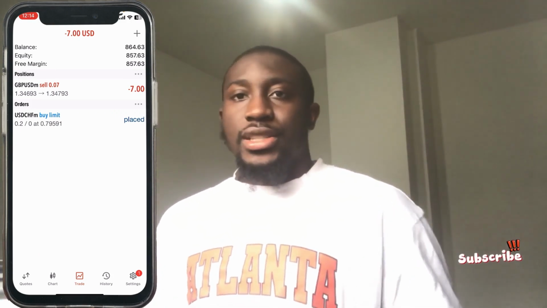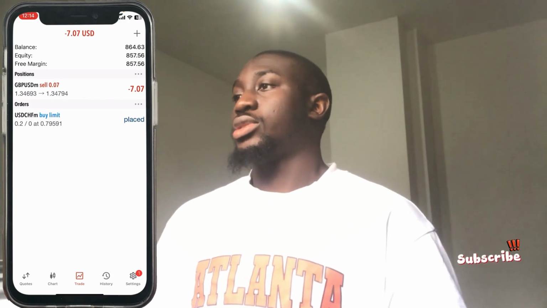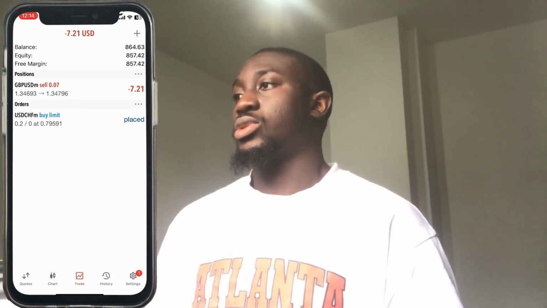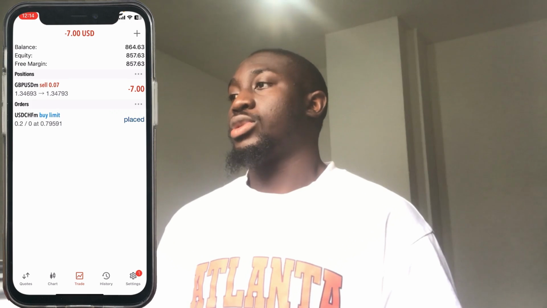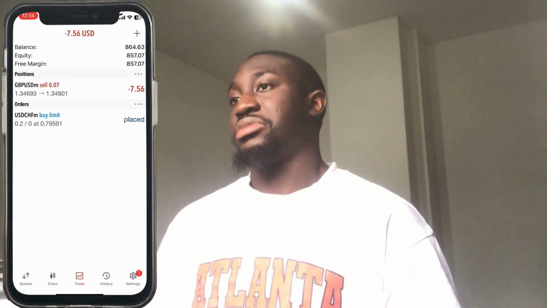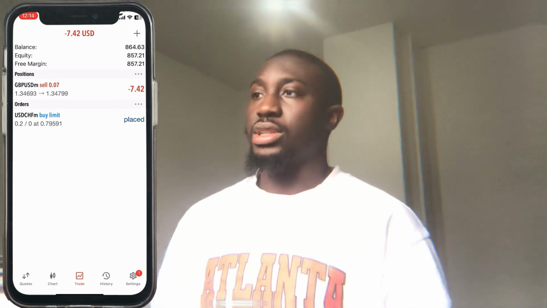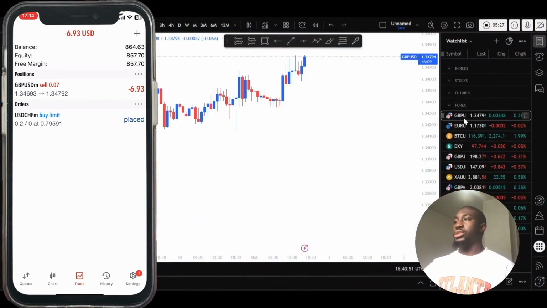So this is more like the experience. This is day 2. Let's see how this is going to run. I think tomorrow I'm going to keep you guys updated on how far it is, if it's on loss or profit or anything. But let's see. Let me go to GBP-USD.